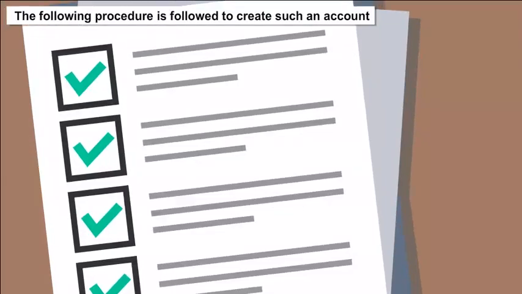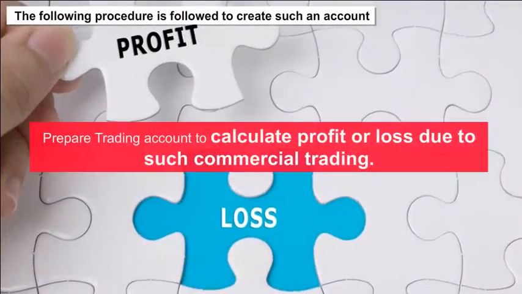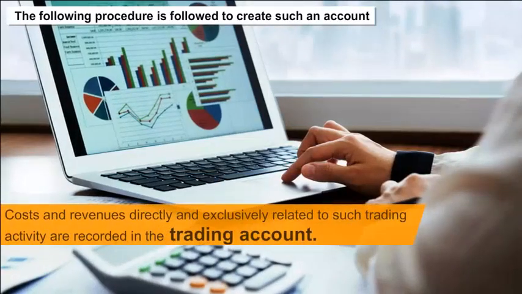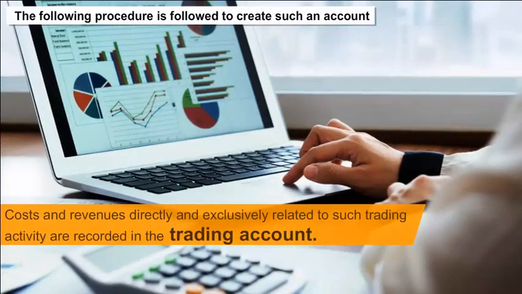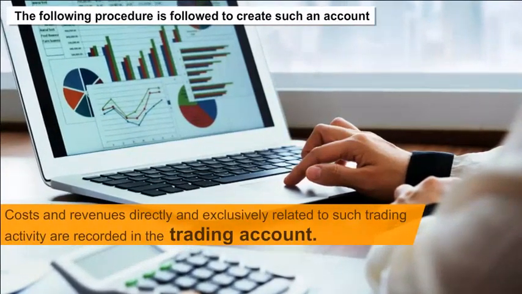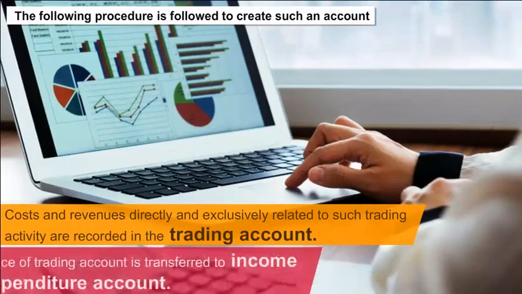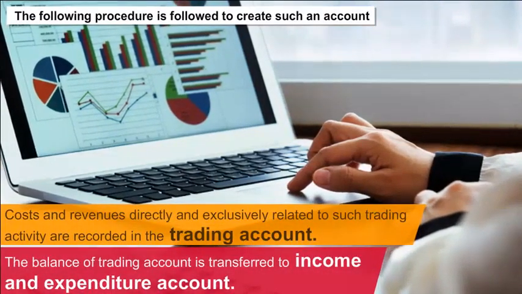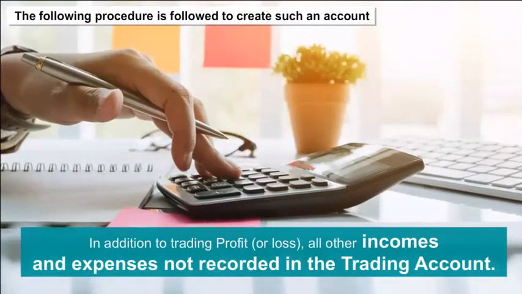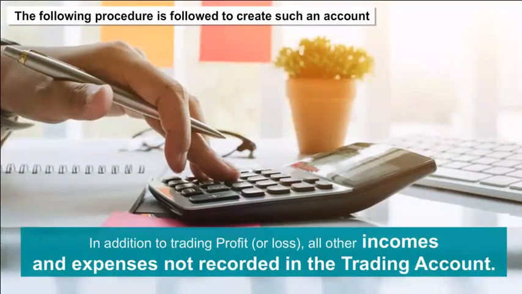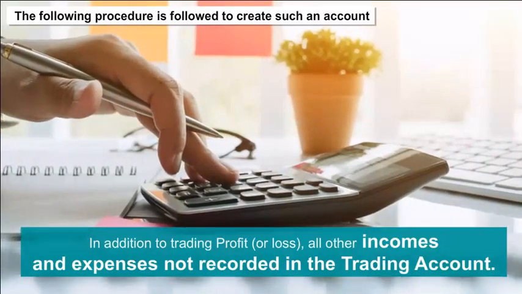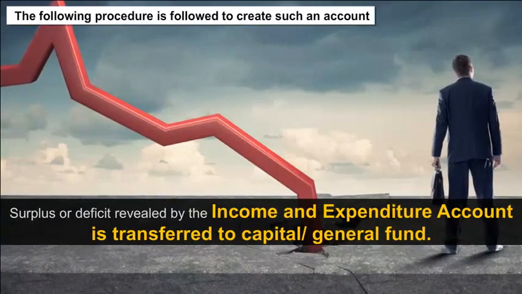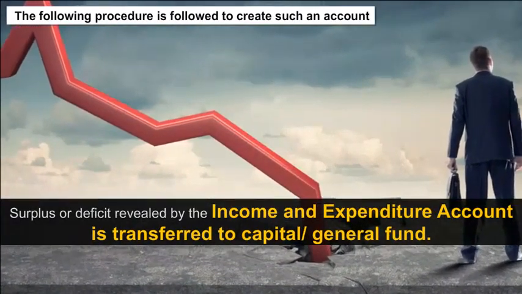The following procedure is followed to create such an account. Prepare trading account to calculate profit or loss due to such commercial trading. All costs and revenues directly and exclusively related to such trading activity are recorded in the trading account, and the balance of trading account is transferred to income and expenditure account. In addition to trading profit or loss, all other incomes and expenses not recorded in the trading account are recorded, and the surplus or deficit revealed by the income and expenditure account is transferred to capital or general fund.